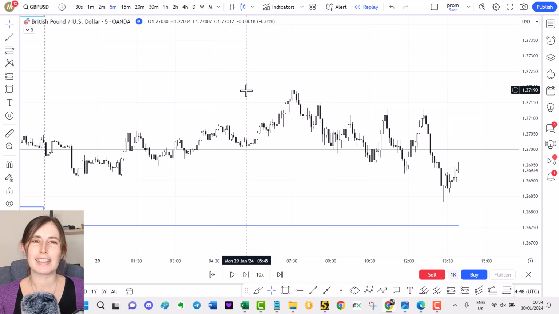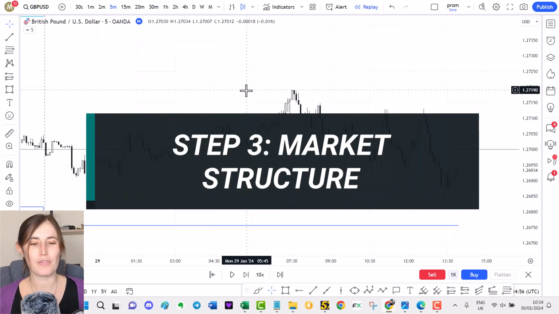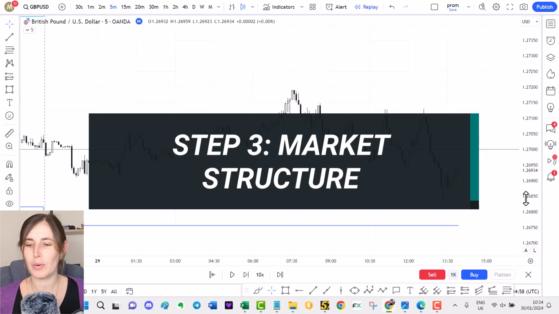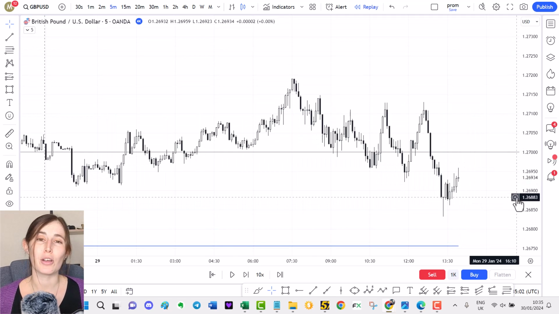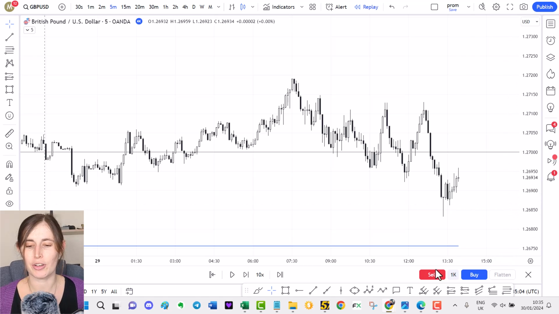So we've done top-down analysis, we've added our key level indicators. The third step in my trading plan is simply to look at market structure. Now this is also very, very important because although I am short biased, the big question is where is the best place to go short? And that's what market structure tells you. So I'm going to just use this tool to show you how I analyze this.